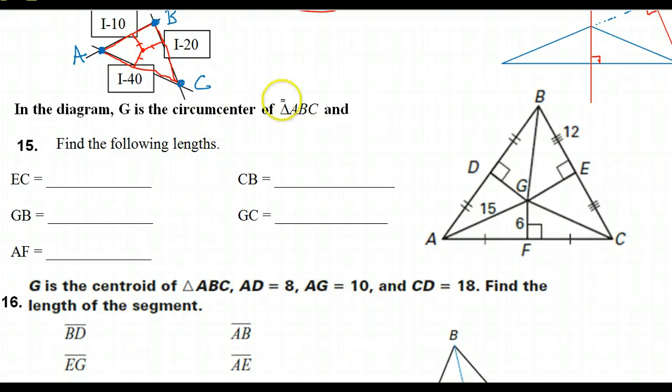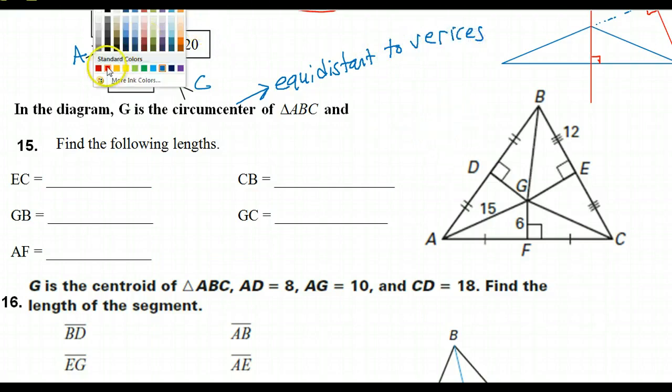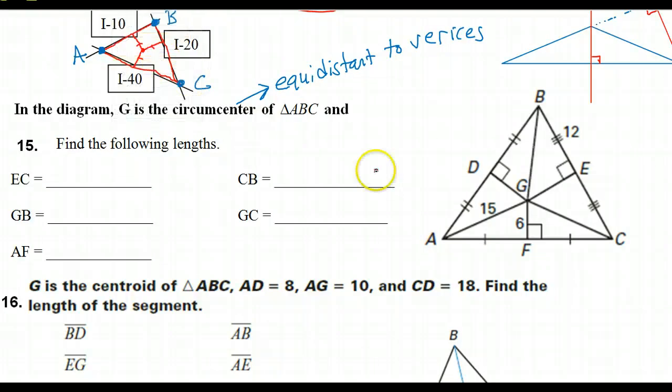Well, with the circumcenter, again, you have to stop and focus on what its special properties are. And remember, the special property of a circumcenter is that it's equidistant from the vertices. Okay, so what does that mean? I'm going to mark these distances in red. So if this is the circumcenter, then this distance and this distance and this distance.